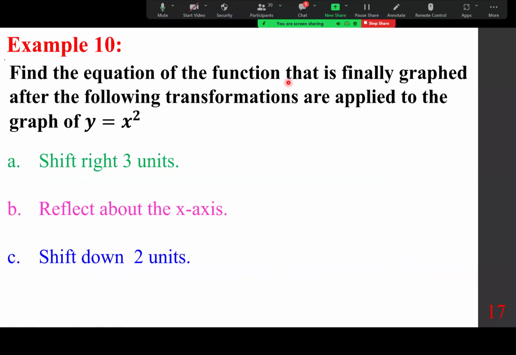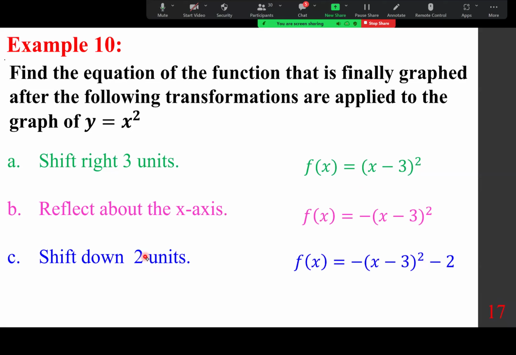I'm going to find the equation of the function that is finally graphed after the following transformations are applied to y equals x squared. First and foremost, we're going to shift it to the right by 3 units, so it becomes (x minus 3) squared. Reflected about the x-axis, you put a negative sign in front. Shift it down by 2 units, bring it down by 2 units. Add -2, in other words, -2.